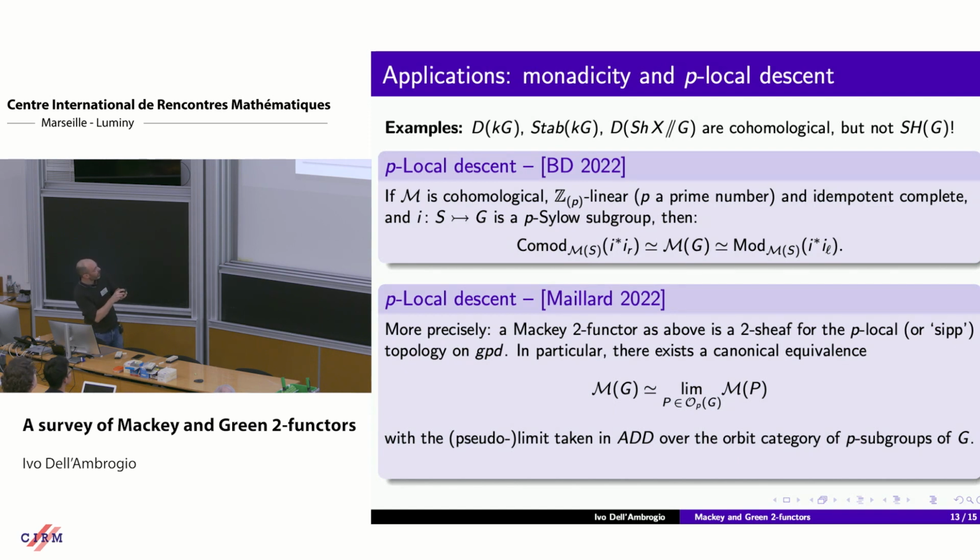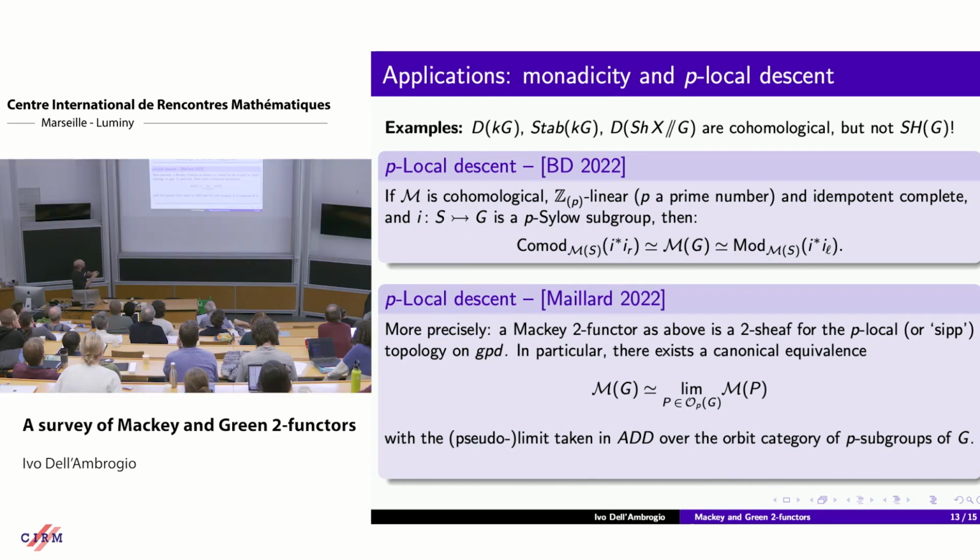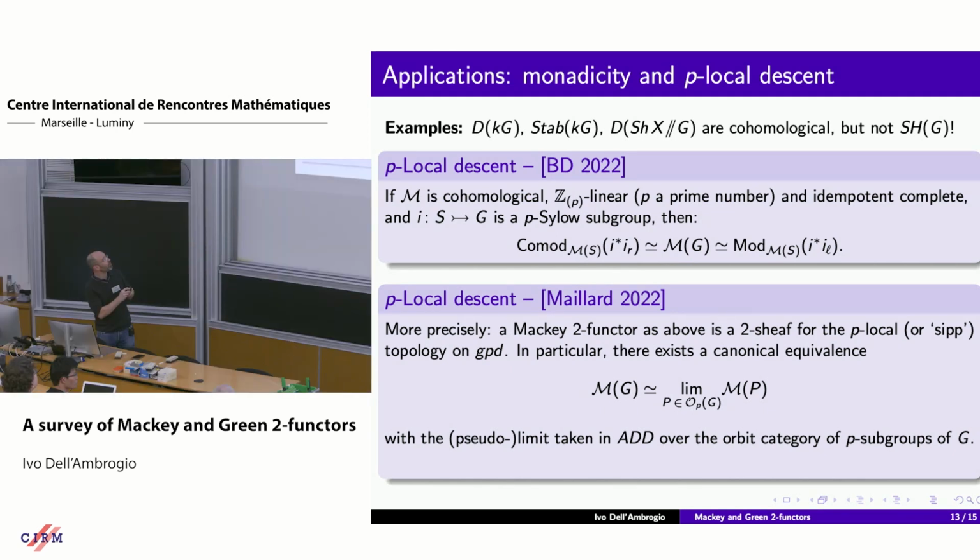And this sometimes happens. So imagine that M is cohomological. Your categories and everything is linear over Z_(p), meaning here just p is a prime number, and all the other prime numbers act invertibly. And imagine that the values are idempotent complete. So if you take the equivariant stable homotopy categories, you can implement this easily, but you certainly do not have this.